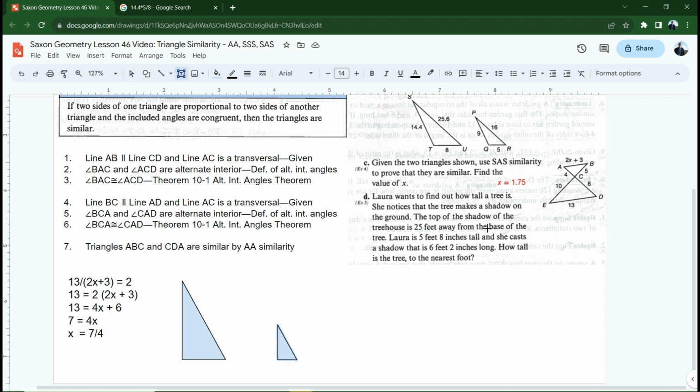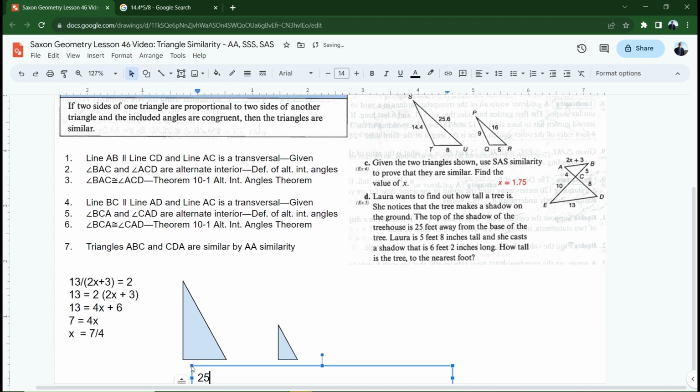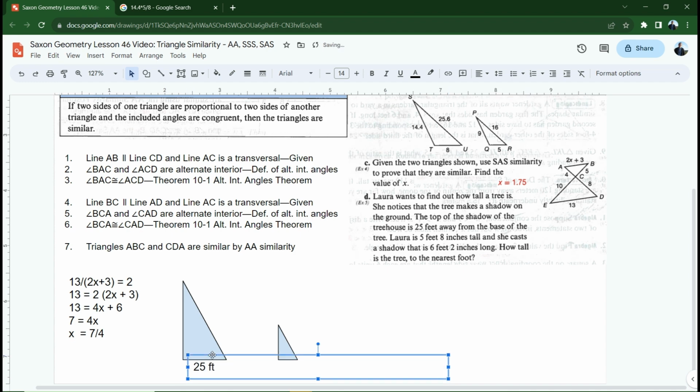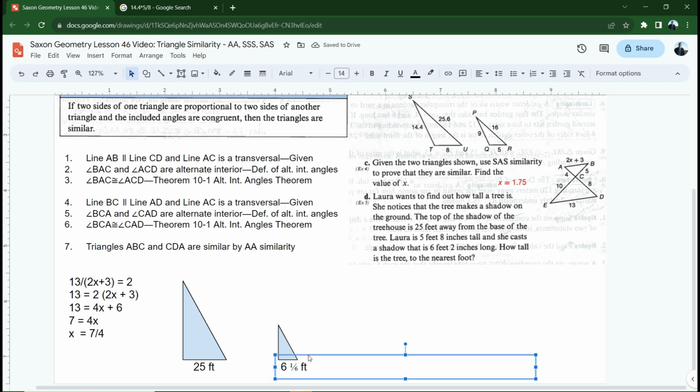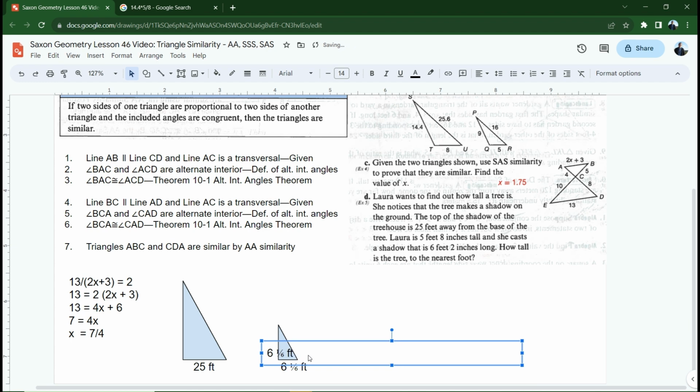So the top of the shadow of a treehouse is 25 feet away from the base. That means that I have a 25-foot long shadow here. Okay. And then Laura is casting a shadow 6 feet and 2 inches long. Let's just change that. And I know how to change that. So that's going to be 6 and 1/6 feet. We're going to leave that in fractional form to keep our decimals exact for right now. 2/12 is the same as 1/6.